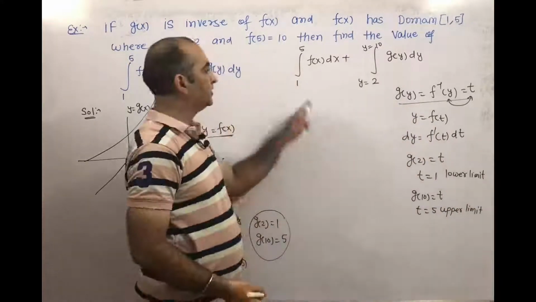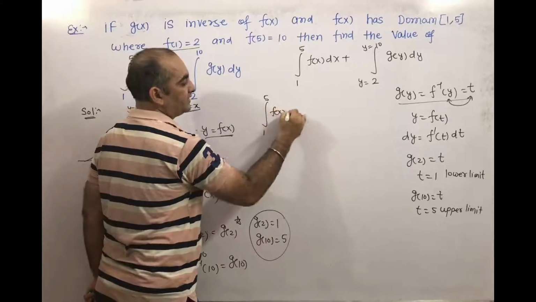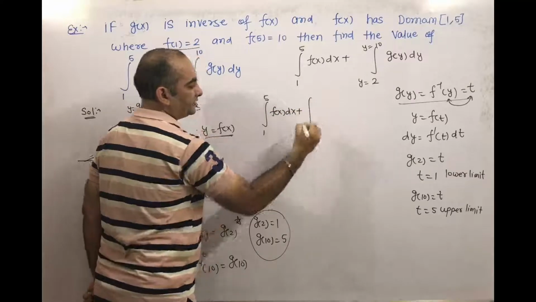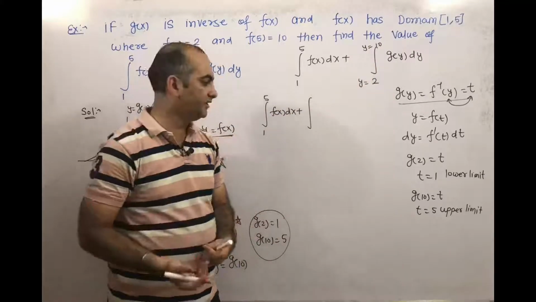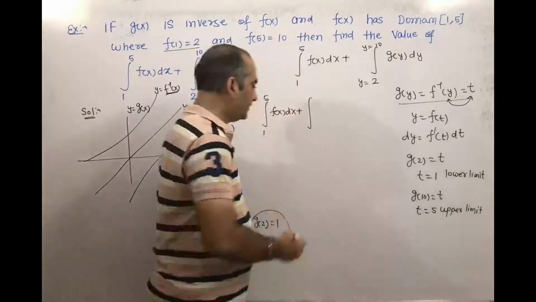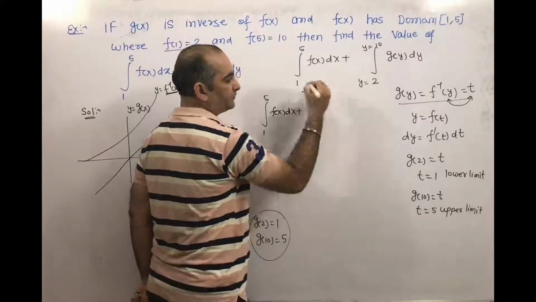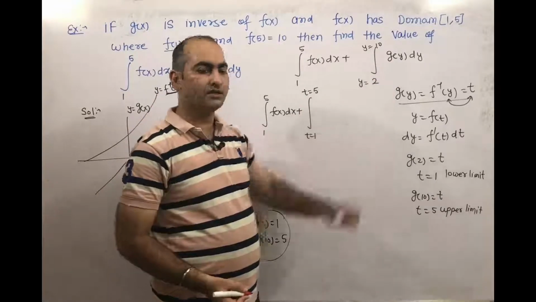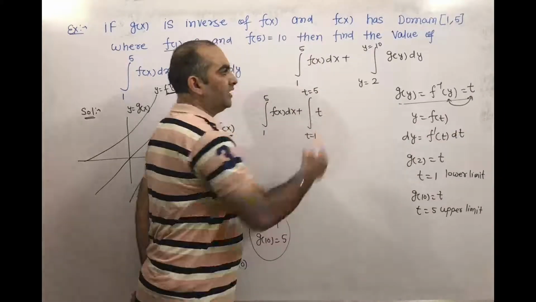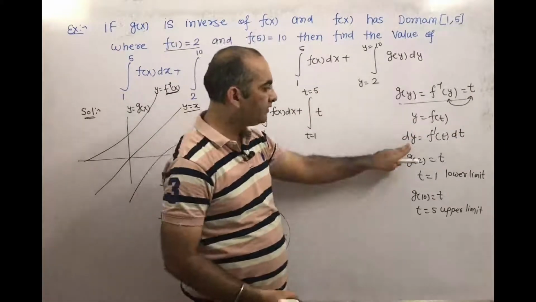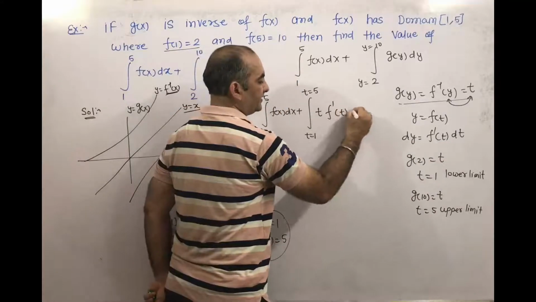So this integration, how will it become? Integration 1 to 5 f(x) dx plus integration, okay, y equal to 2 to y equal to 10. This one we have to convert in terms of t. So lower limit what will come? 1. t equal to 1 to t equal to 5. g of y we can write t, and dy, from here dy we can write f dash t dt. So this one we can write f dash t dt.